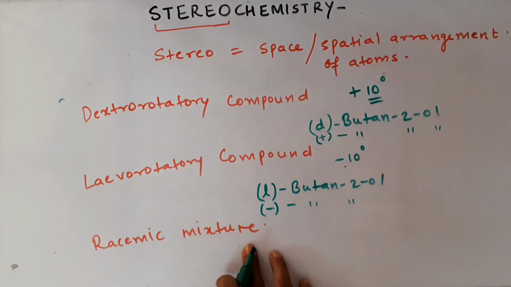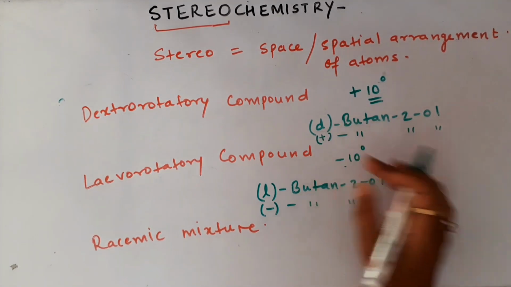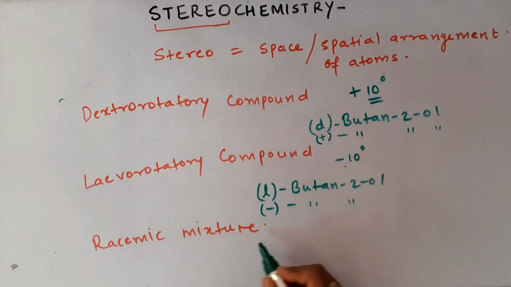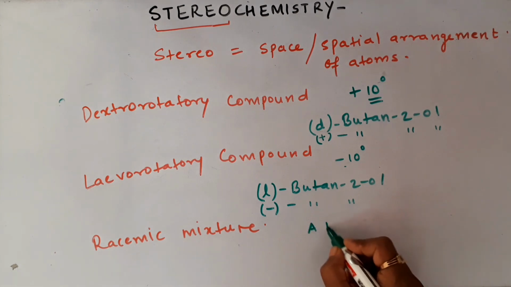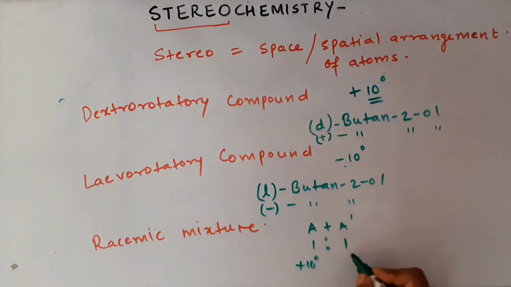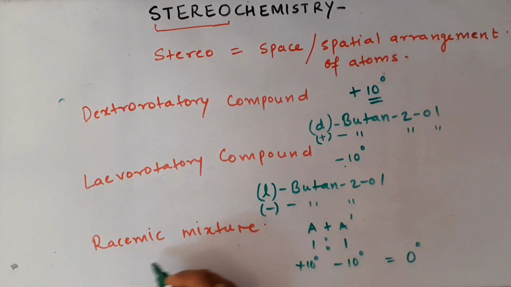The next is racemic mixture. Now, if two enantiomers like butane 2-ol D and butane 2-ol L are mixed in equal amounts, then that mixture is called a racemic mixture. It's common sense that if I mix enantiomer A and the enantiomer A dash in equal amounts, that is 1:1 ratio, the optical rotation of A will be plus 10 degrees, optical rotation of A dash is minus 10 degrees, so the overall optical activity is going to be 0 degrees. So a racemic mixture is going to be optically inactive.